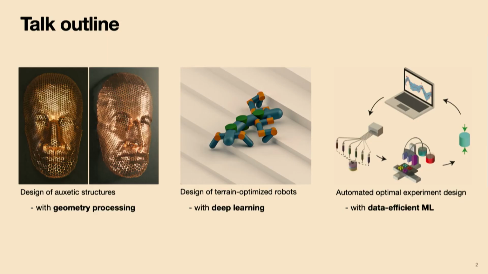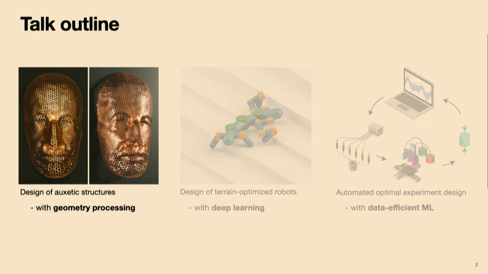Okay, so I will be talking about how we use geometry processing to enable us to design things with auxetic structures, something related to what Skylar was just talking about. Then I will talk about how we use deep learning to design terrain-optimized robots. And finally, I will briefly cover how we can also apply data-efficient machine learning for automated optimal experimental design, which can be used for drug design, for vaccine design, for designing new business strategies, and all sorts of things. Okay, so let's dive into the first topic.